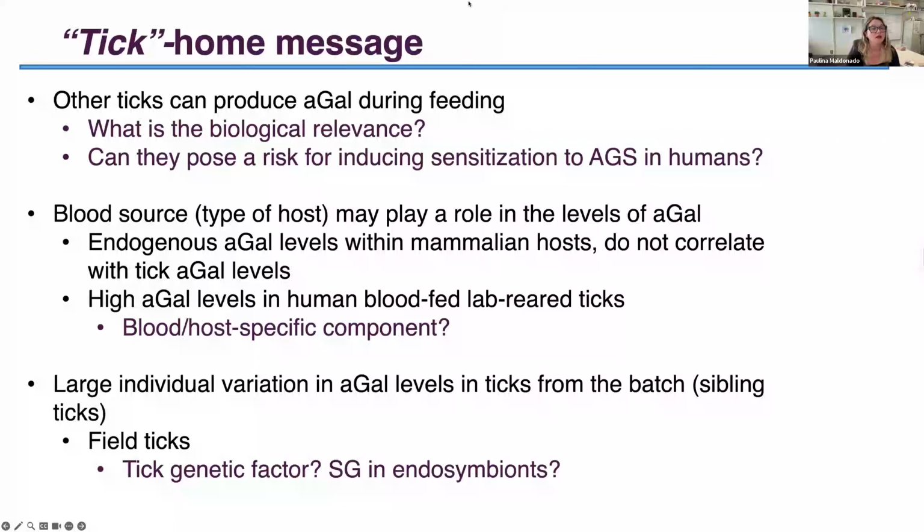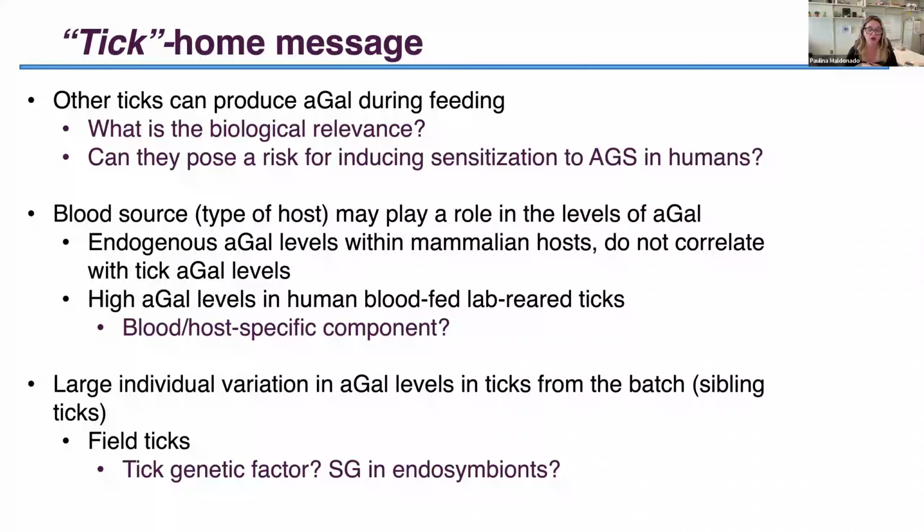So the take-home message, what we have found so far is that other ticks can produce alpha-gal during feeding. We see that, we can quantify that. Now, what the biological relevance of it is, is still not known. The other thing is that we actually really don't know yet what level of alpha-gal in Lone Star tick is actually capable of inducing sensitization.